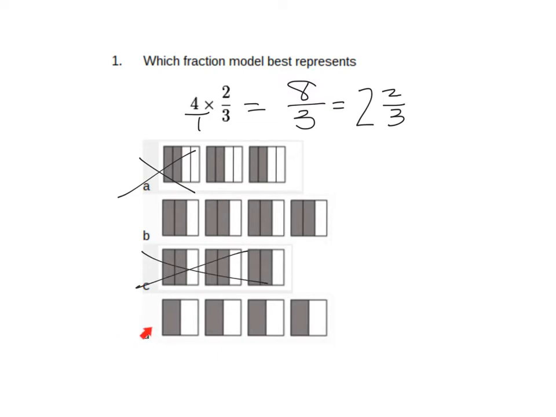The next one, D, is 1/2, so 1, 2, 3, 4 halves. Well, we didn't do halves, so it can't be D. Let's check B again and make sure this looks like 4 times 2/3, which equals 8/3. So I have 4 sections of 2/3 in each section, which is 1, 2, 3, 4, 5, 6, 7, 8. So 8/3 is the correct answer, so B is correct.